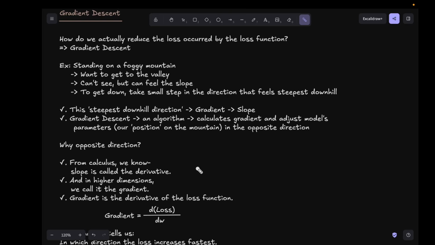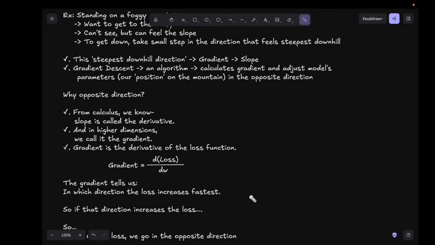From calculus, we know the slope is called the derivative. In higher dimensions, we call the slope the gradient. So the gradient is the derivative of the loss function, d/dW of the loss.